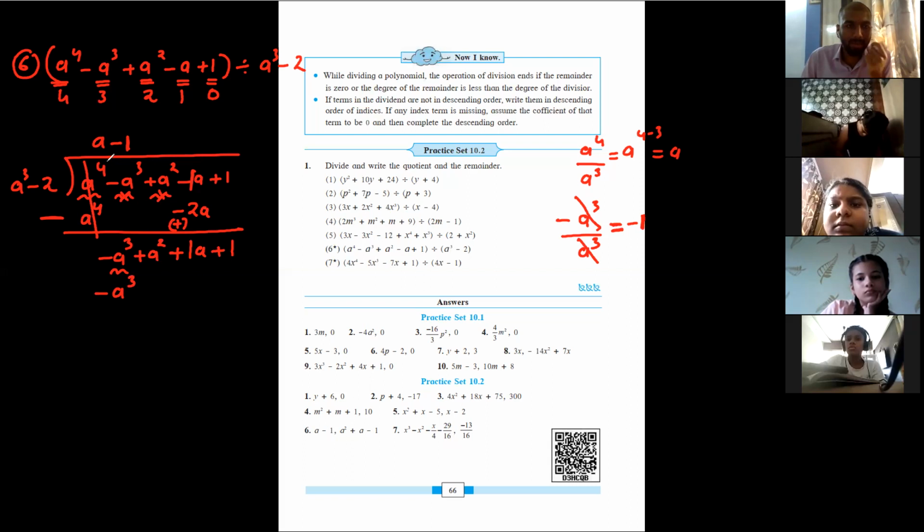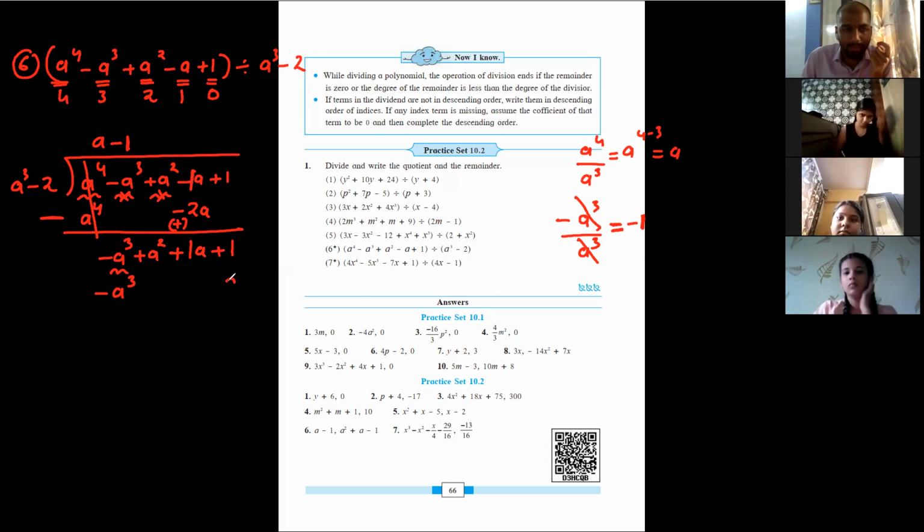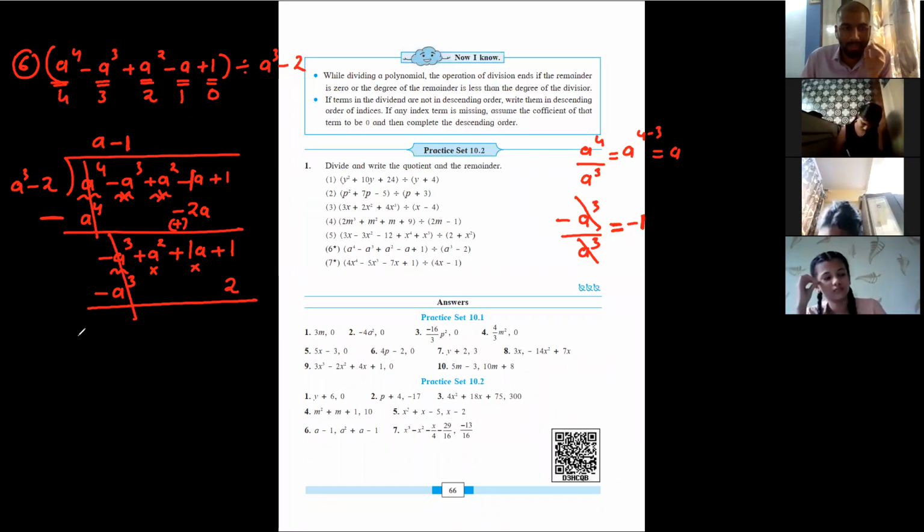Minus into minus is what? Plus. 2 into 1 is what? 2. So I'll write the 2 where? I'll write it over here. Not here and not here. Okay, this term will get cancelled. Okay, so the next term will be what? A square will be coming at the bottom. 1a will be coming at the bottom. This plus 2 sign will change to what? It will change to minus.